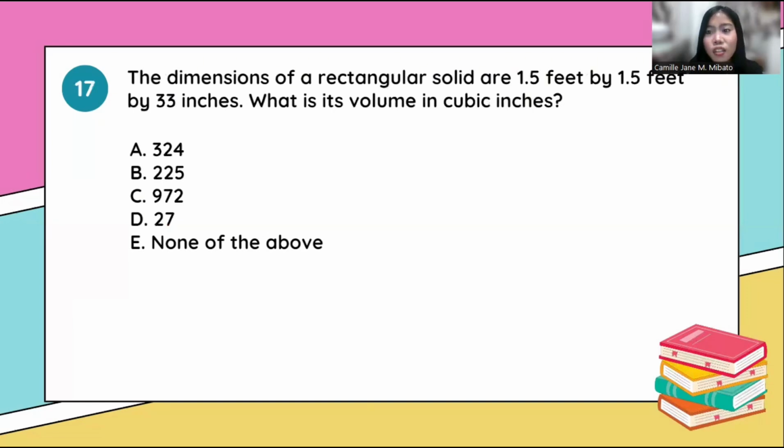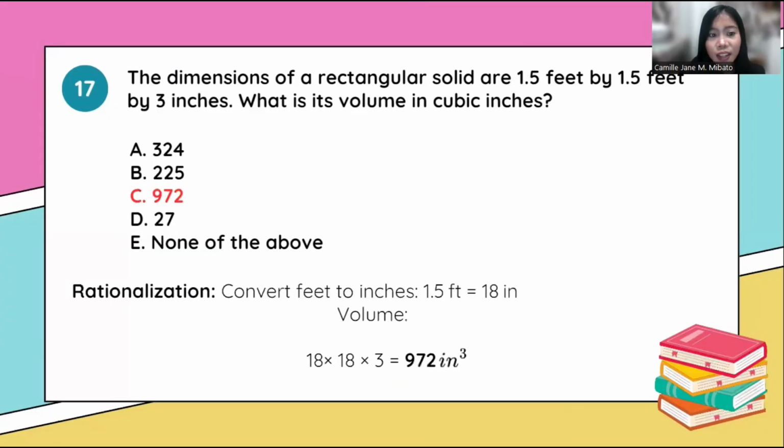The dimensions of a rectangular solid are 1.5 feet by 1.5 feet by 3 inches. Actually, it's 3 inches only. Sorry, it's by 3 inches. What is its volume in cubic inches? A. 324, B. 225, C. 972, or letter D. 27. What do you think is the answer? It's letter C, 972.